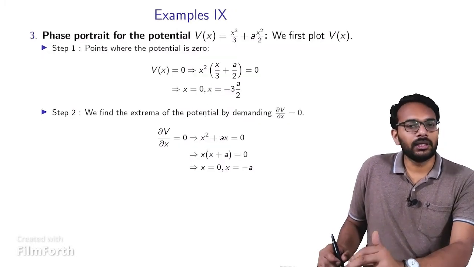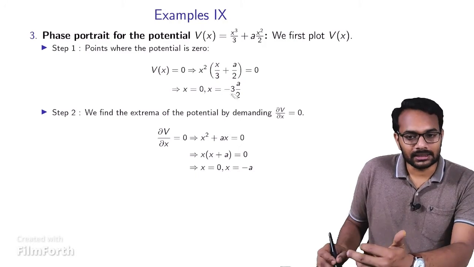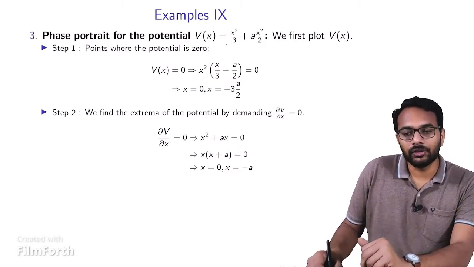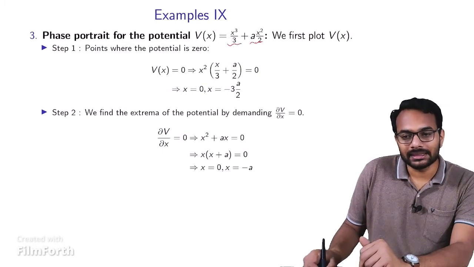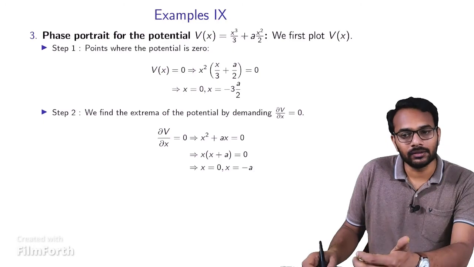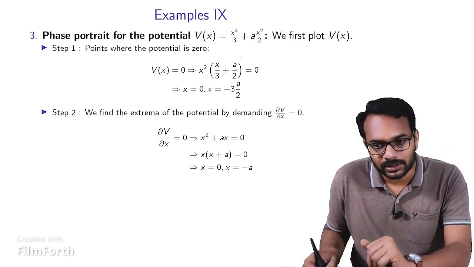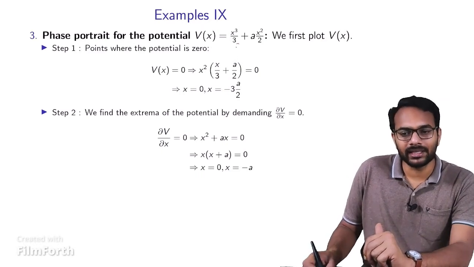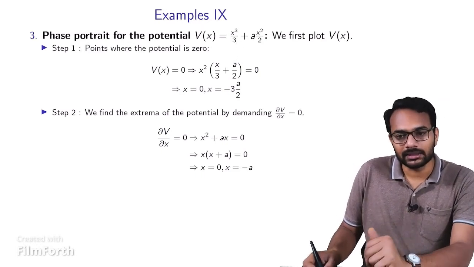Now let's go into another problem. This is one that was asked for one of the examinations. Phase portrait for the potential V of x equal to x cubed by 3 plus a x squared by 2. That's a potential energy curve, potential energy versus x, that's given. Since we have already discussed this in some detail, we'll just quickly go through it. You can do the rest of it by yourself.